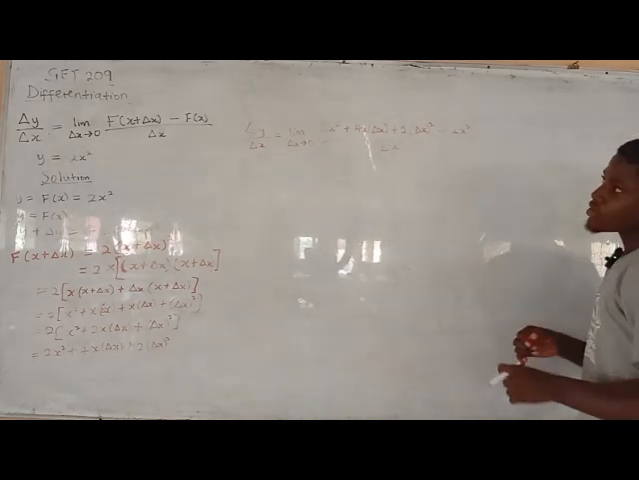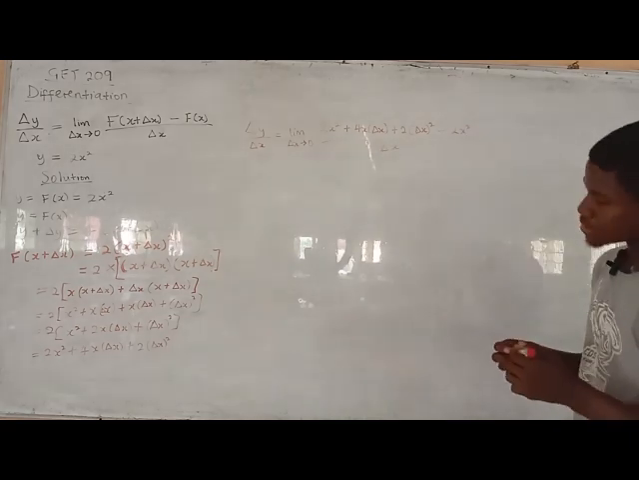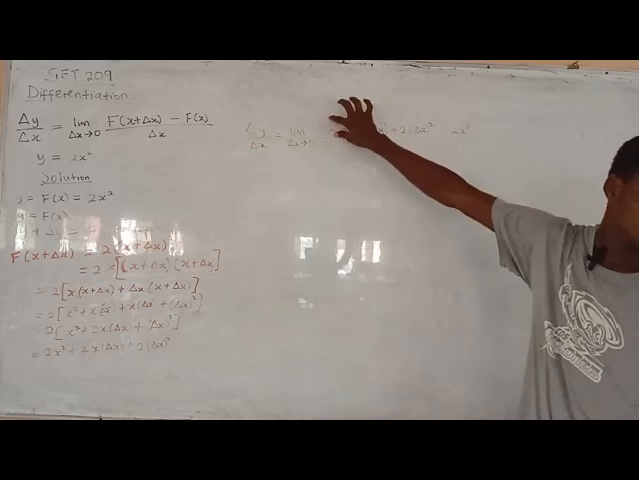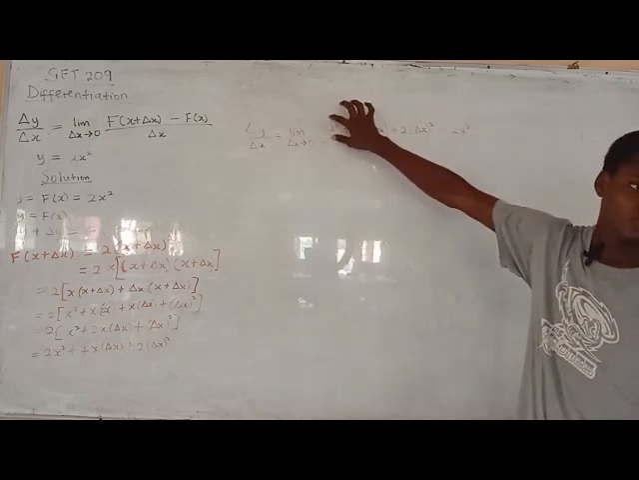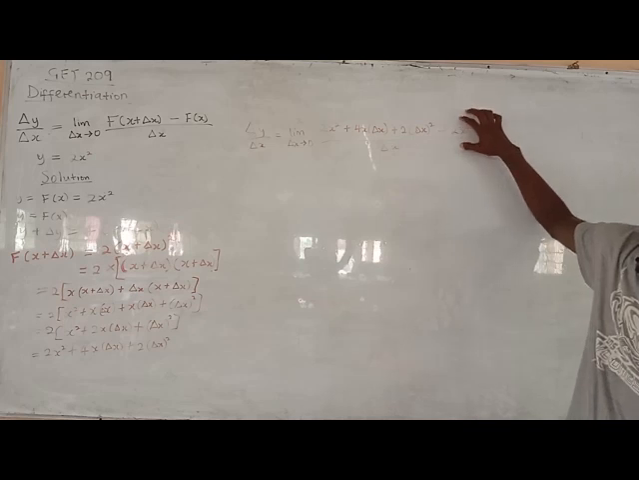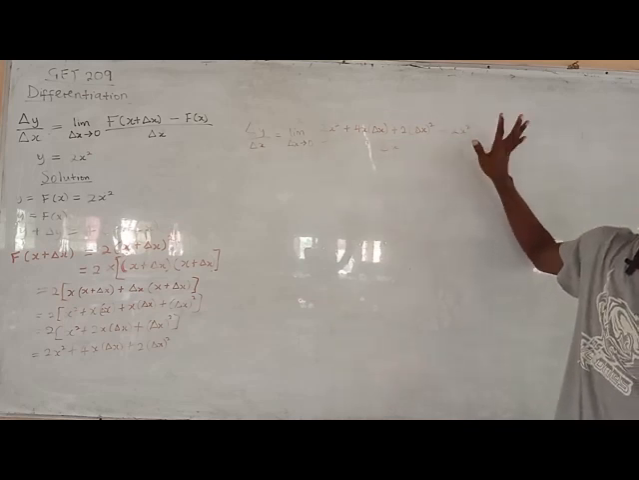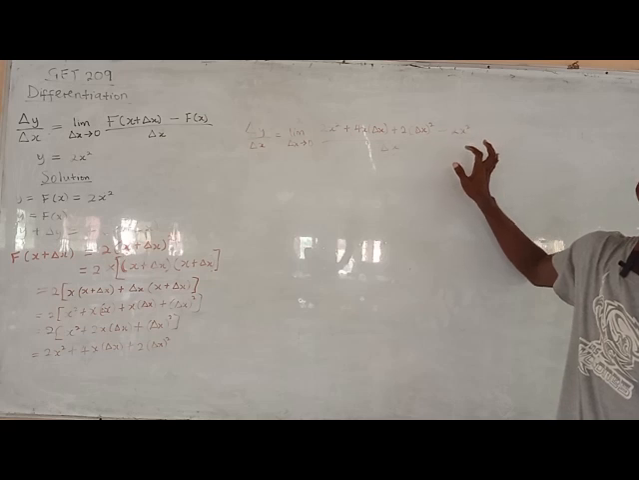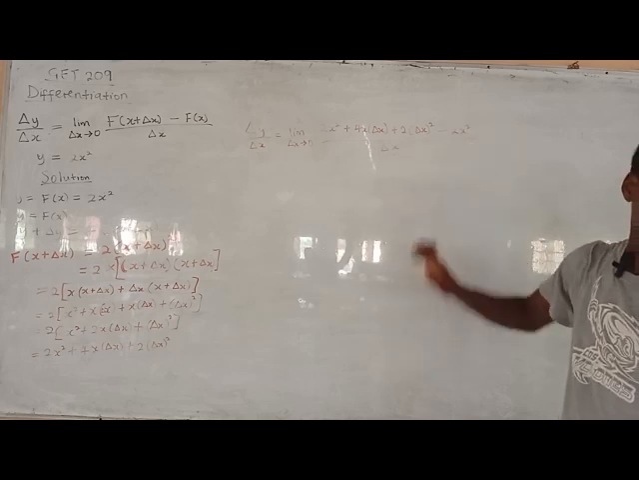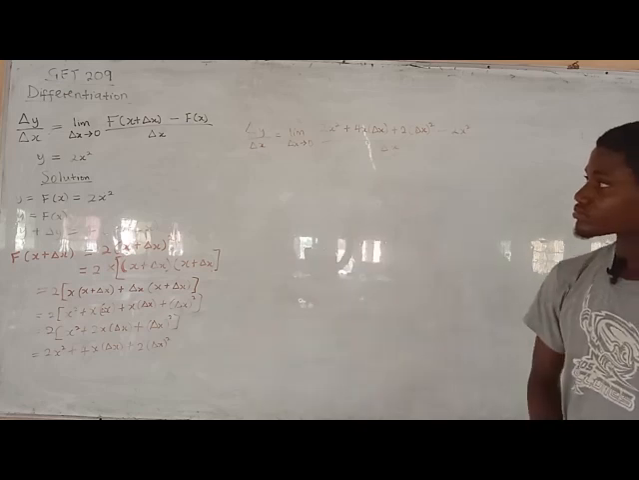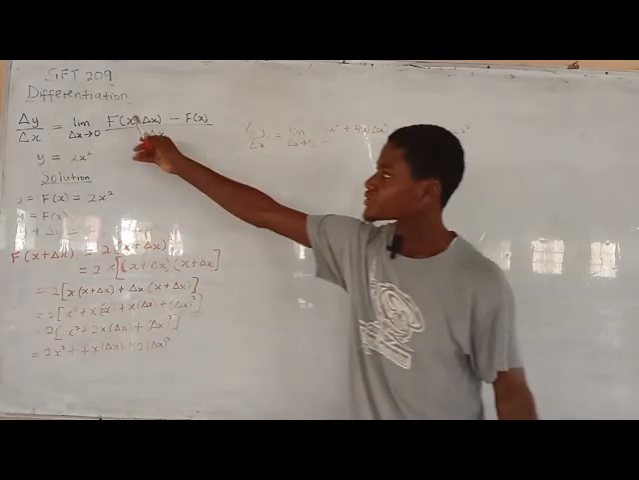Okay? From this formula here, you know that this and this look the same. 2x square and 2x square is the same thing. So it means since 2x square has subtracted 2x square, it means 2x square has gone. Is it in the substitution? From this formula here.